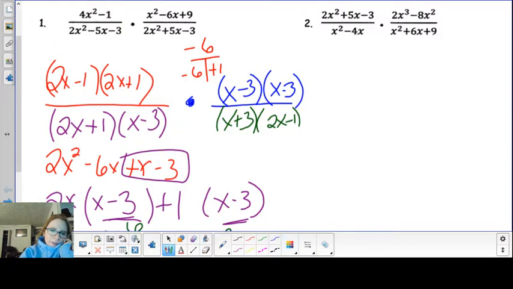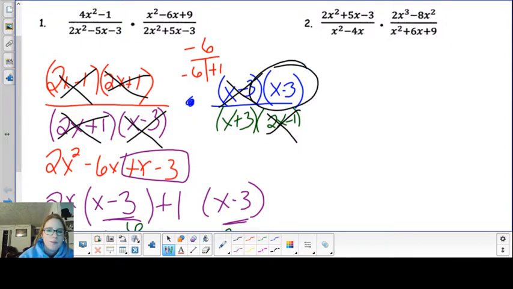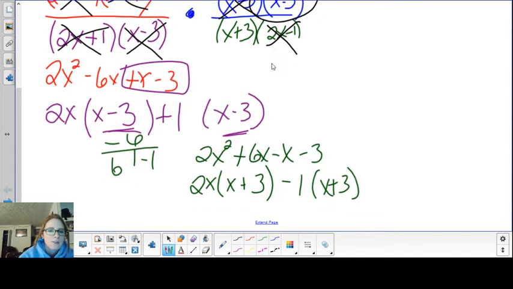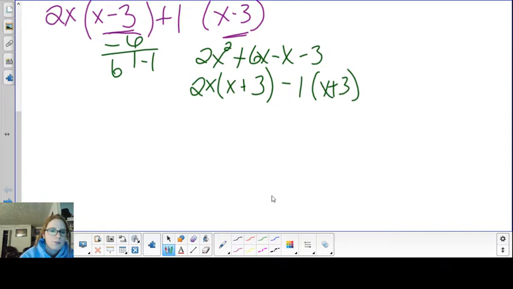So I'm looking for stuff that'll cancel on either top or bottom. They don't have to be on the same. I just need one top, one bottom. So my 2x plus 1 and my 2x plus 1 cancel. My 2x minus 1 and my 2x minus 1 cancel. My x minus 3's cancel. And this is the only thing I'm left with. So my answer to this first one is just x minus 3.